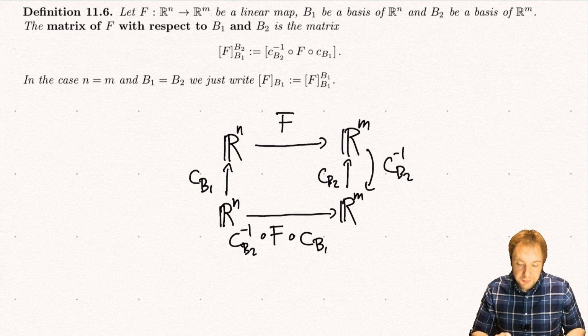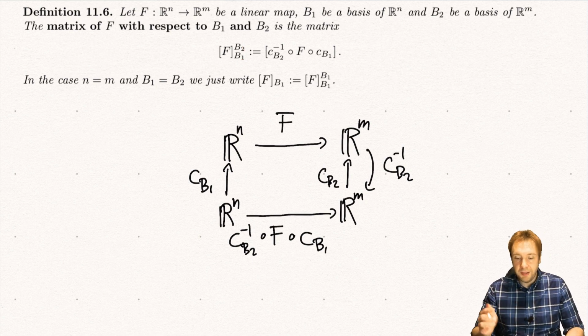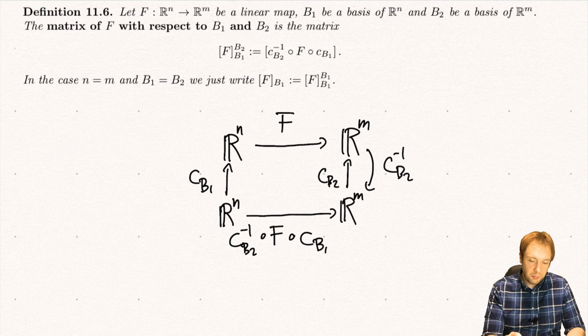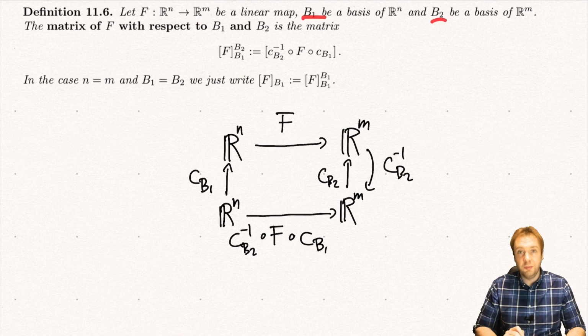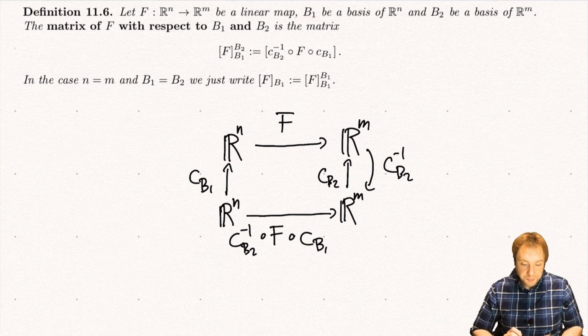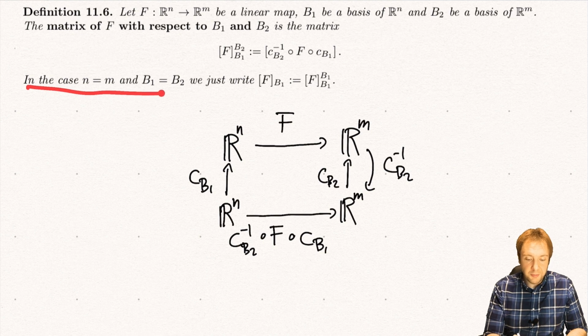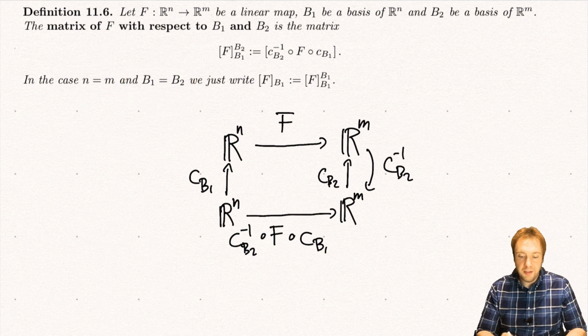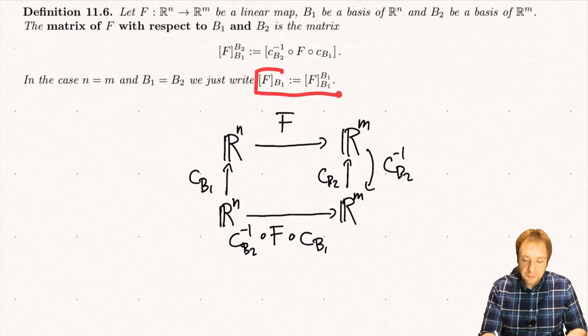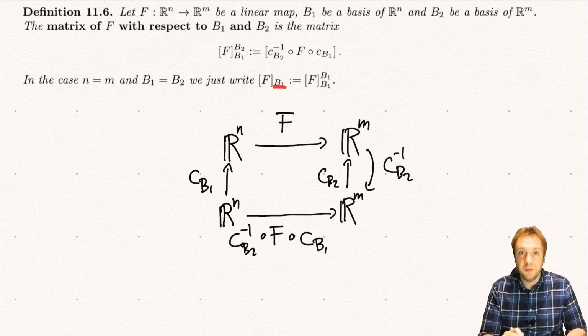But in most cases, we will not have two different bases. In the cases we will consider the most, we will consider a map from Rn to Rn, and B1 will also be the same as B2. So in this case, if n equals m and these two bases are the same, we will just introduce this notation, where we write f in brackets and then write B1 on the bottom.